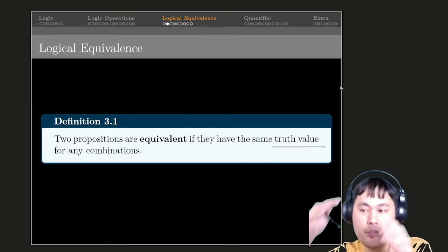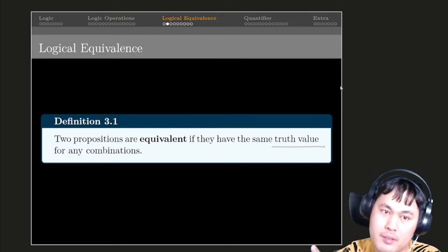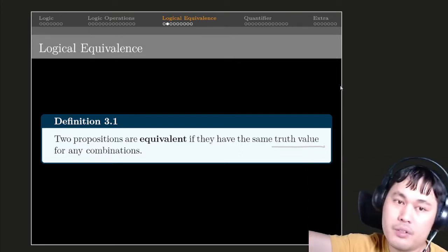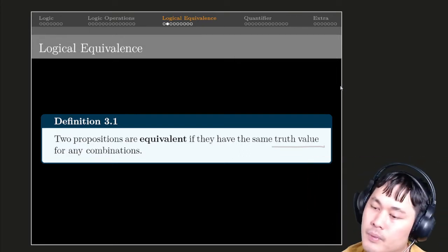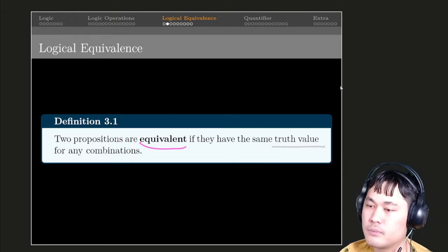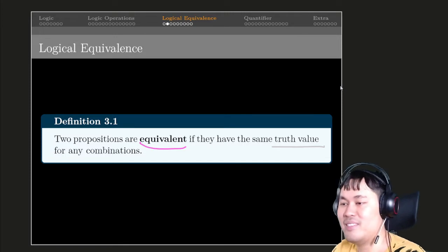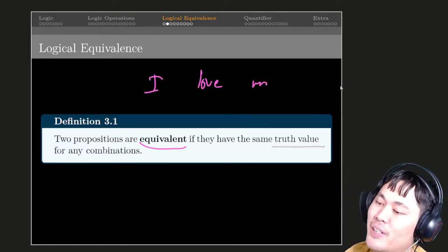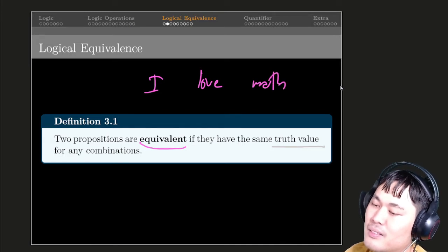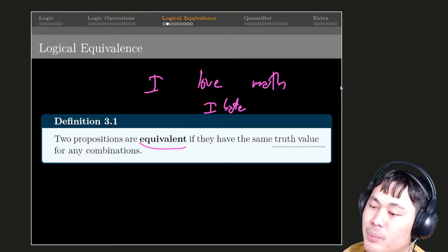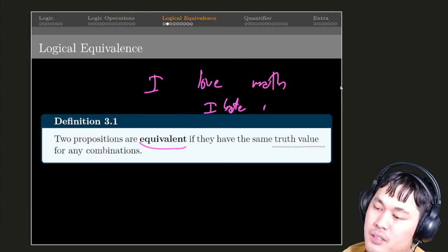If you construct a truth table for both statements, both compound statements, and all truth values match on each row, then we say that they are equivalent. And again, they are not the same. Just like I love math and I hate brain. They have the same truth value, but they are in no means the same statements.